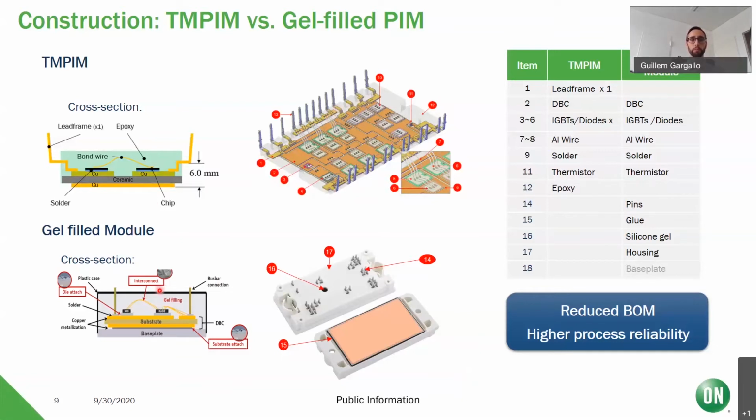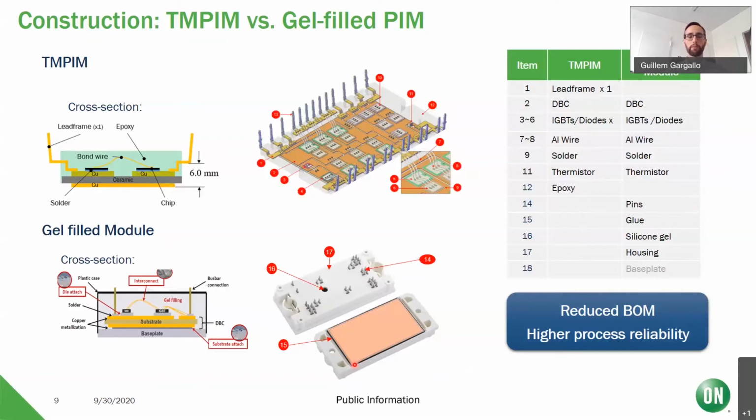If we take a look at a gel fill module, besides having these steps in common, so the DBC, the IGBTs, bond wires, solder, and thermistor, which is in common with the transfer molded PIM, we have a significant amount of pins, independent pins, and not just a lead frame. We have also the glue between the DBC and the plastic housing. Of course, we have the silicone gel, and then we have the housing as well. And later on, we have the base plate in some cases for gel fill modules.